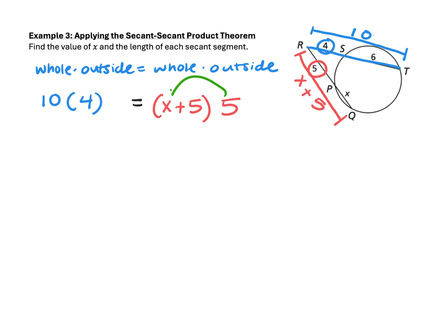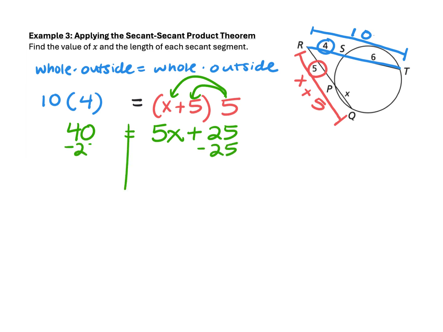Now let's solve. Over here, it's just 10 times 4, 40. Here we're distributing 5 times x is 5x, and 5 times 5 is 25. And now we can just do our algebra. Subtract 25 on each side to get 15 equals 5x. And then if we divide each side by 5, we get 3.